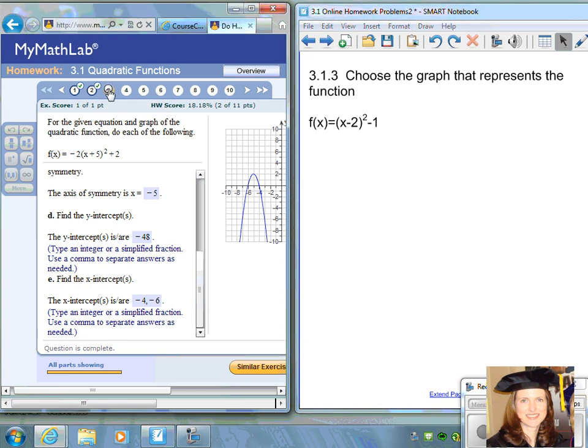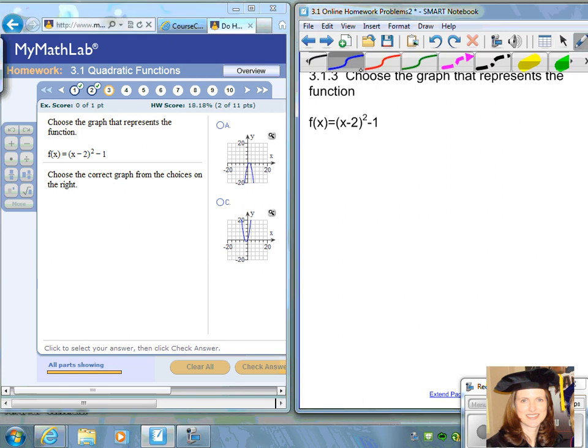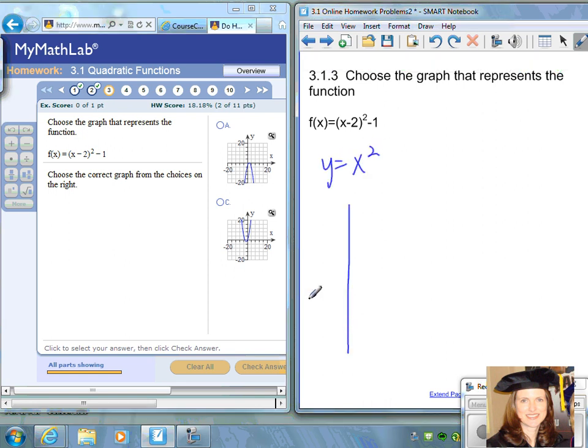Okay, let's look at number 3. We're going to choose the graph that represents the function f of x is equal to x minus 2 quantity squared minus 1. Now, if you're familiar with the basic graph of y equals x squared, that basic graph is a parabola that opens up.